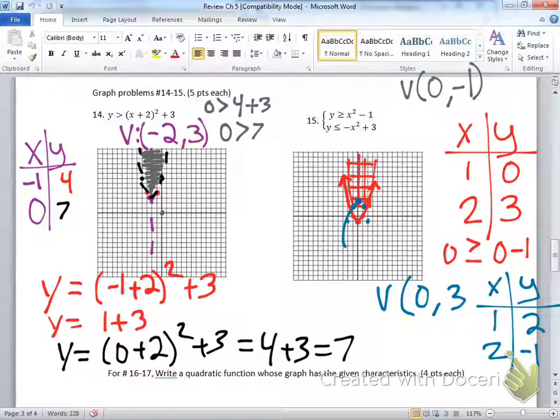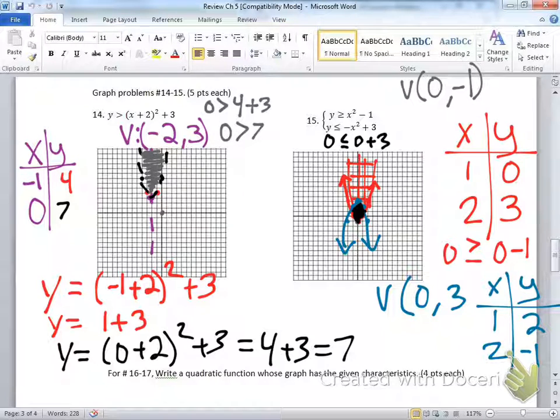This one is solid as well. I can use the same test point 0, 0. So 0 is less than or equal to 0 plus 3. True. So we're just going to shade lightly inside that one, and the overlap is just this little chunk. All right, that was the rapid fire work for 15. What are your questions? Yes, sir.